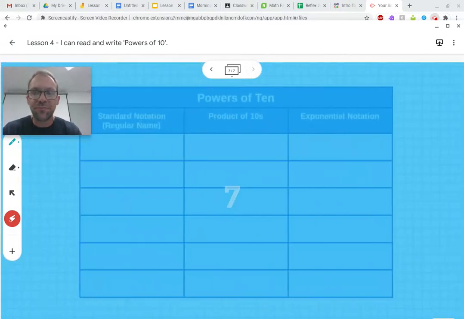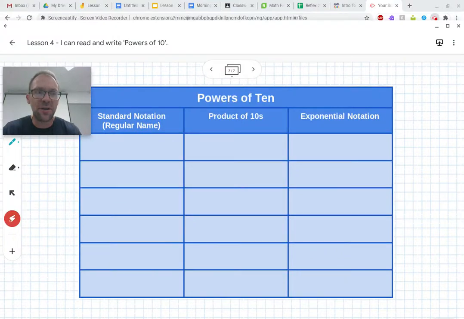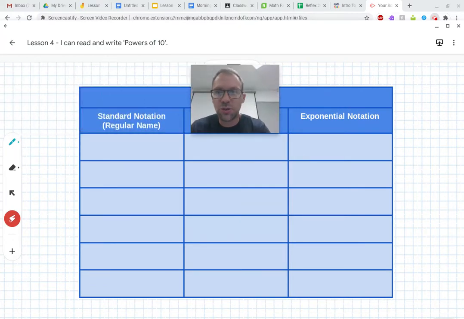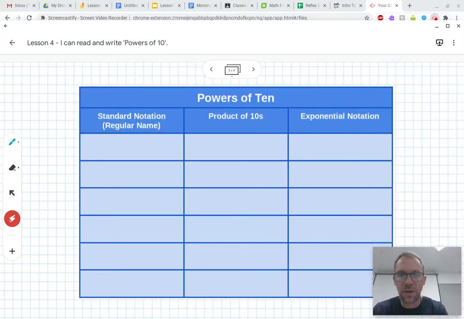So let's focus on that pattern for just a little longer before we get started with our practice work today, okay? We're going to fill out this chart, this table, together. All right, so standard notation. That's just a regular name for a number.